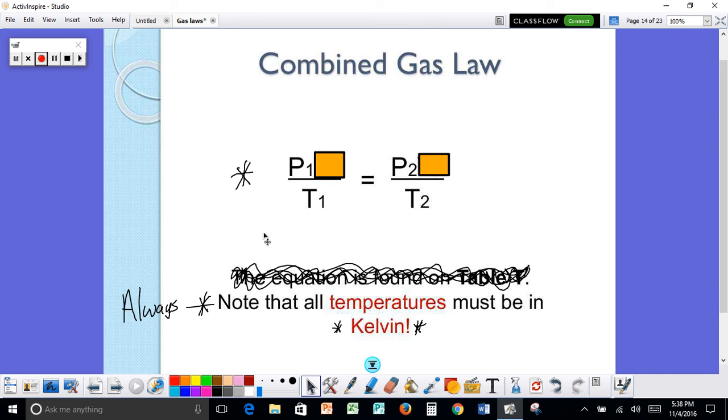And all of a sudden we see that we have Gay-Lussac's law: pressure 1 over temperature 1 is equal to pressure 2 over temperature 2. Or if it is a Charles's law problem, we see that pressure is constant and we have V1 over T1 and V2 over T2. Alright, so let's go ahead and look at one of these problems.